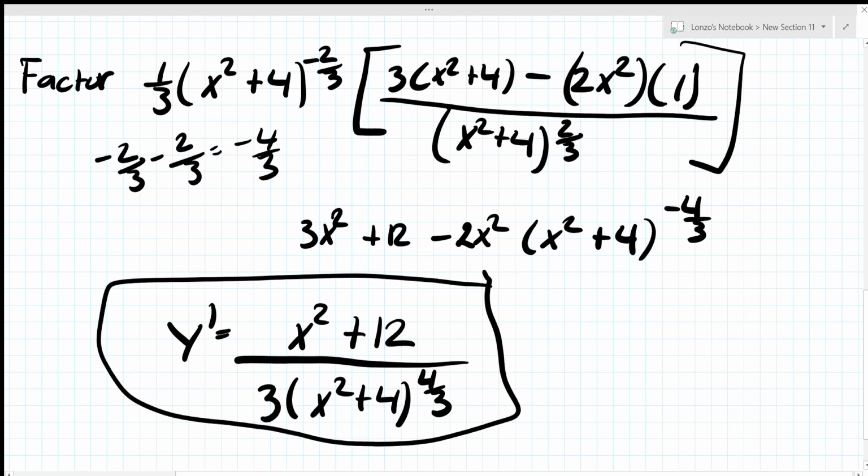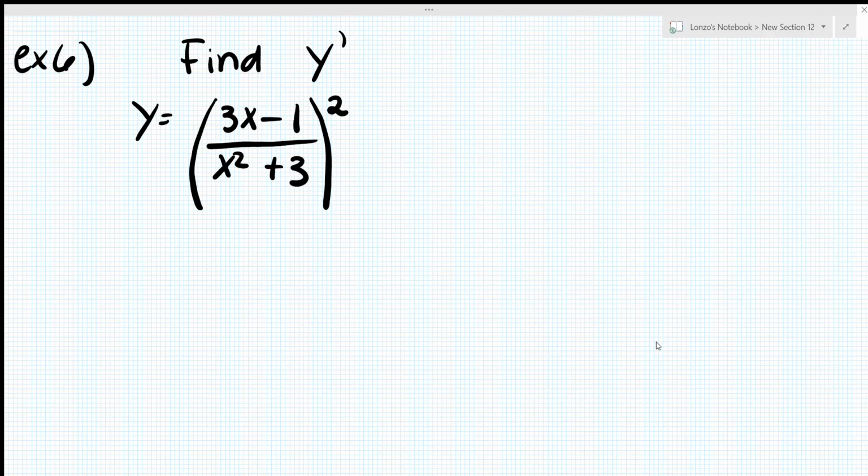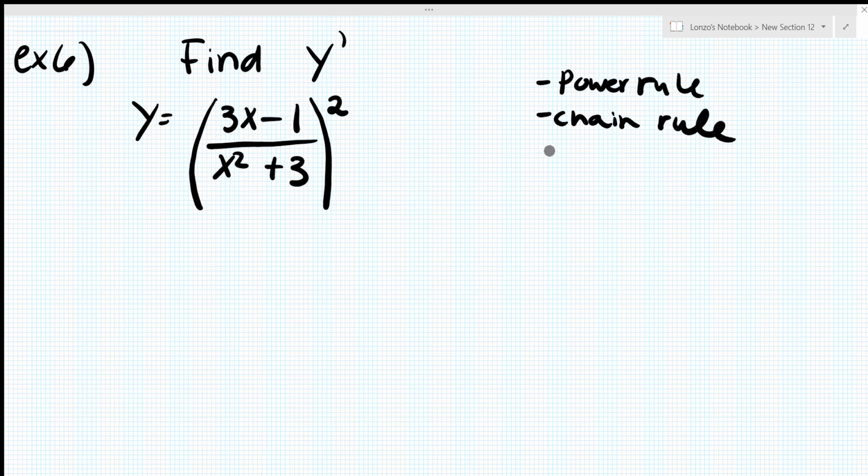Okay, and then my last example, example 6. So this one we're going to have to use the power rule, and then we're going to have to use the chain rule, and then we're going to use the quotient rule. So let's see here. First use the power rule.